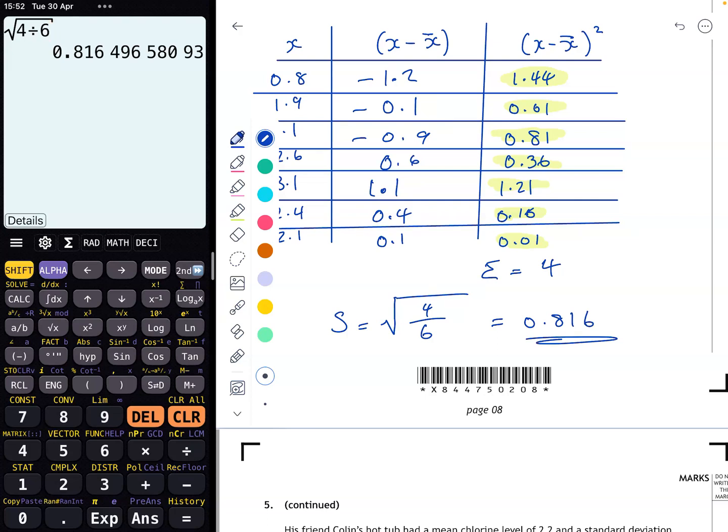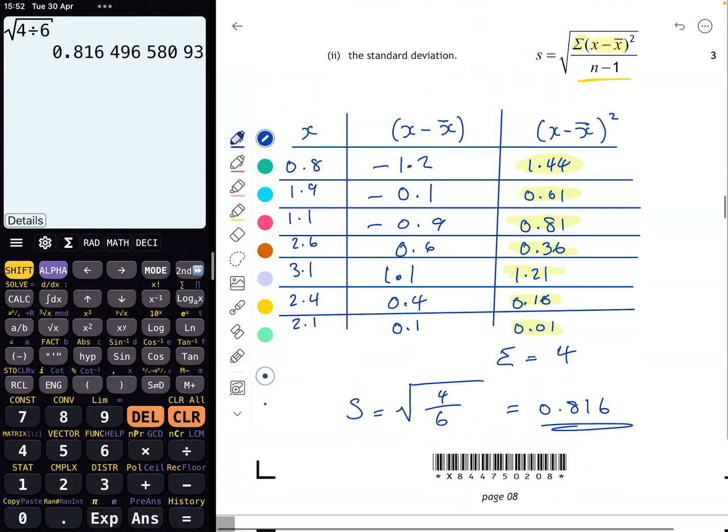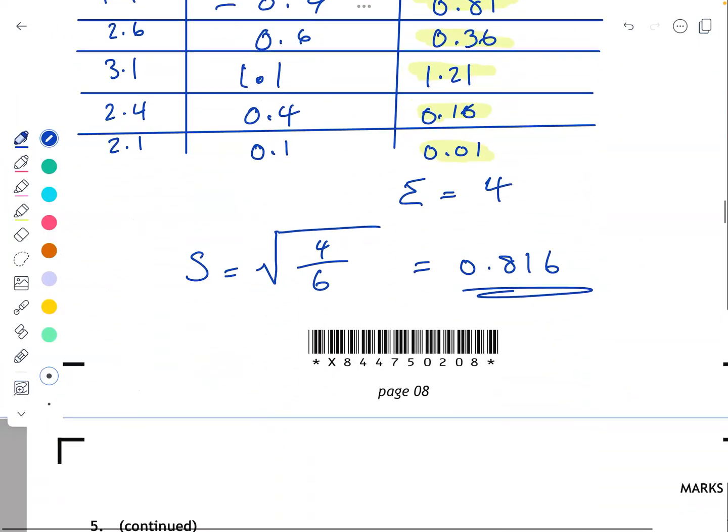So as you can see, it takes a bit of time to do it, but I would recommend using the table and just taking your time as you go about doing this. And be careful, like you saw with me, I accidentally, clumsy fingers, I put 0.04 instead of 0.01. So mistakes can happen in this, but as long as you get the process, that's the main thing. Just be careful. Okay, so that's part 2, the standard deviation.